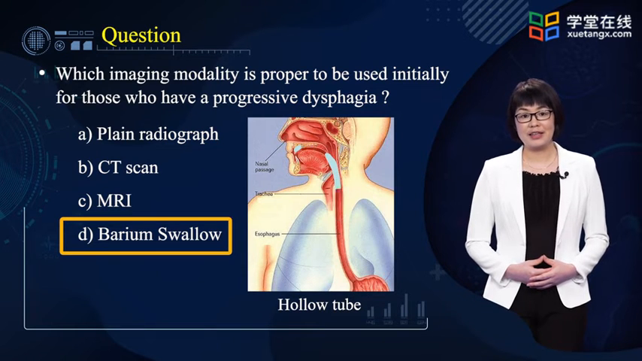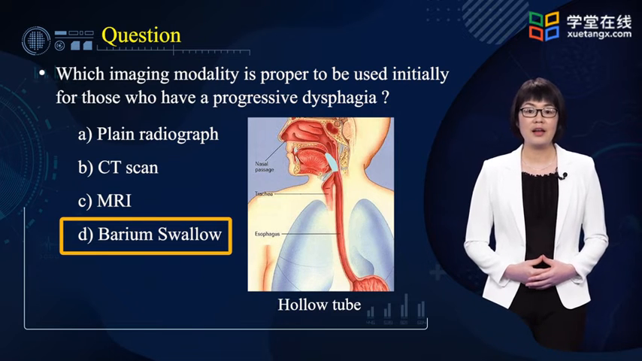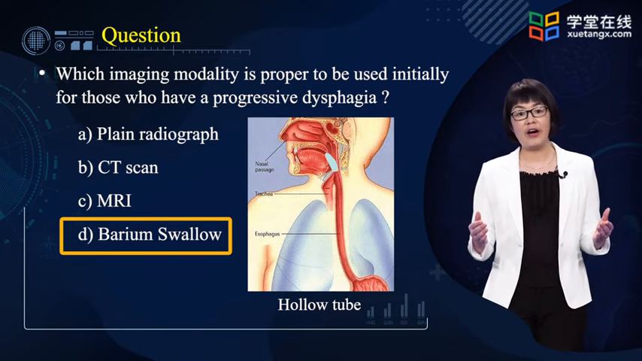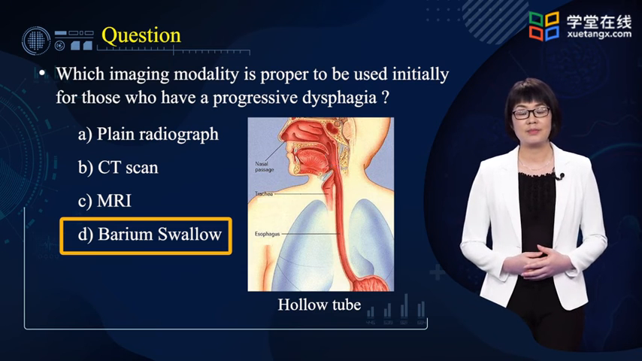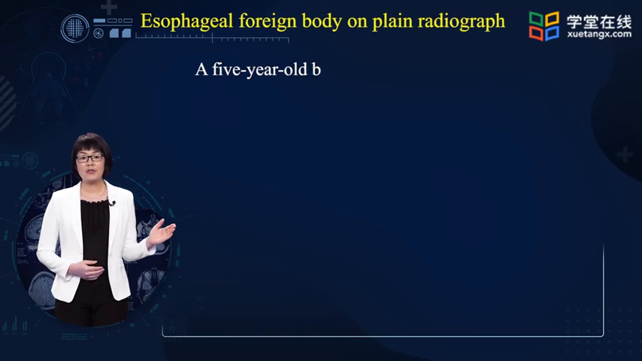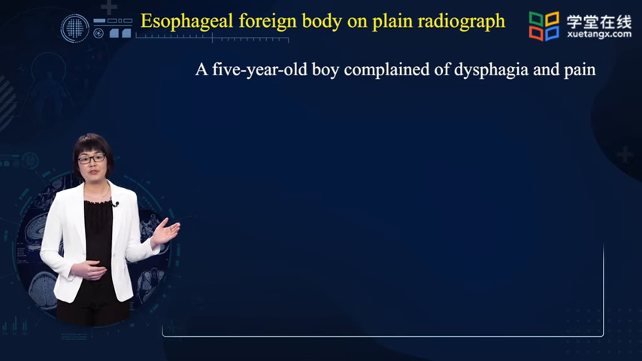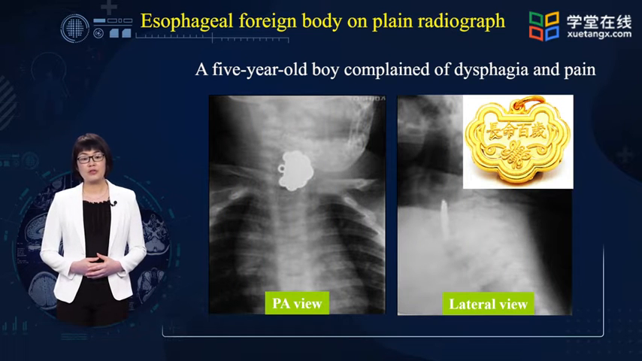I have to emphasize that Barium swallow is not the only imaging modality to be used to evaluate the GI tract problem. Like X-ray, CT, MRI still can be helpful in some specific clinical conditions. Let's have a look first. This is a 5-year-old boy complaining of dysphagia and pain. Chest X-ray, combination of PA view and lateral view, demonstrates a foreign body in the upper esophagus.